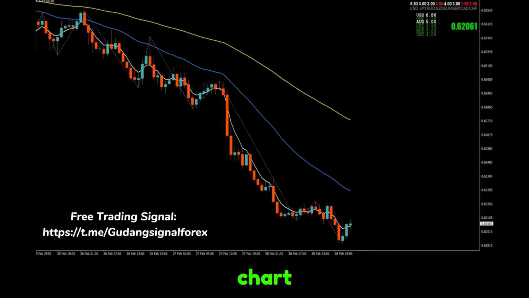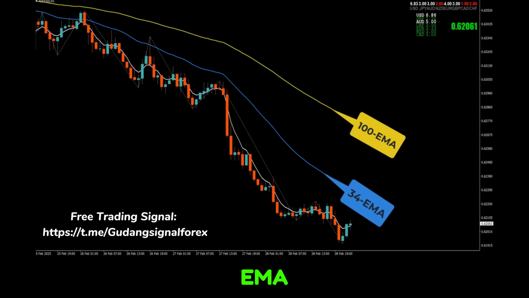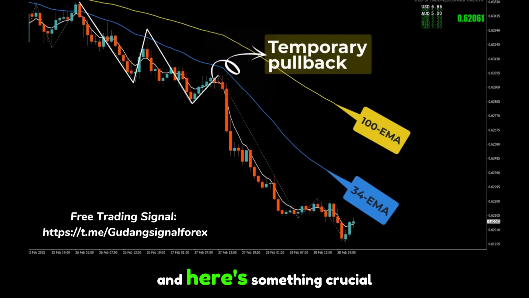Take a look at this chart. The 34-period EMA is clearly below the 100-period EMA, and both lines are pointing downward. What does that tell us? We're in a downtrend. The market is bearish. Now, check this out. Price was dropping, but then it started to climb back up. That's a temporary pullback.